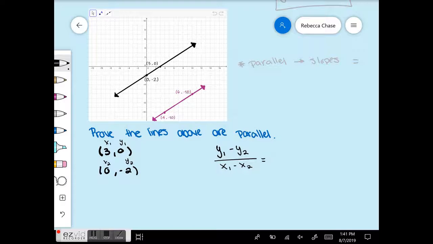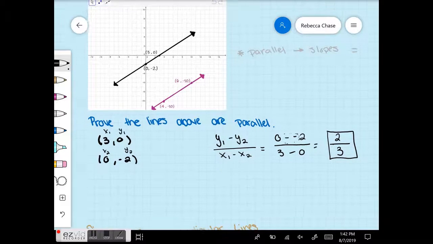All right, so my y sub 1 I have marked as 0, and then my y sub 2 is negative 2, so minus negative 2, over my x sub 1 is 3, my x sub 2 is 0, so 3 minus 0. Now, make sure you don't mess this up right here. If I have minus a negative, two negatives are going to turn into a positive. So that's really going to be 0 plus 2. So I'm going to have 2 on top. 3 minus 0. Oh, this one ended up being the same. Look at that. Over 3. That's my slope of just the black line.